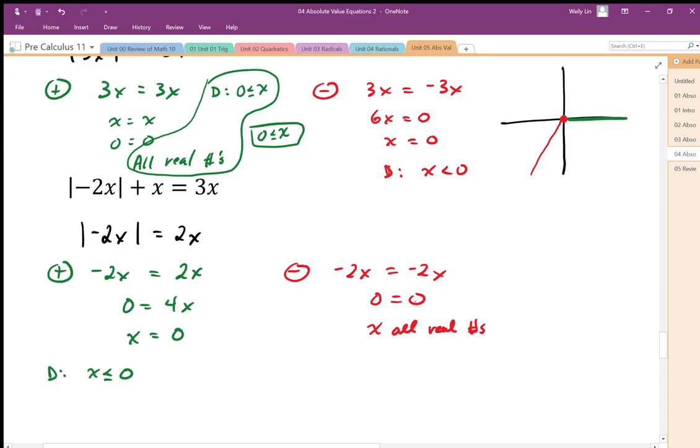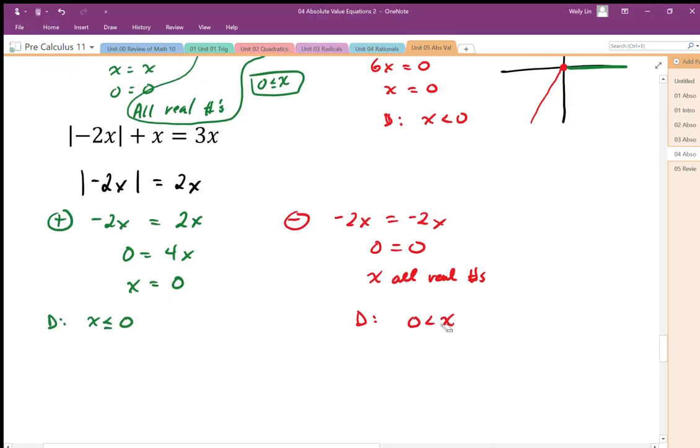But now we have to interpret this x is all real numbers, we have to interpret the domain of this. This is going to be when x is greater than or equal to 0. In fact, we'll just say greater than 0. So we have a solution at x equals 0, and when x is greater than 0, we have all real numbers. So together, because we have the equal to 0, our solution is going to be x greater than or equal to 0.